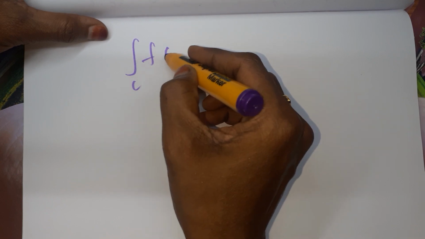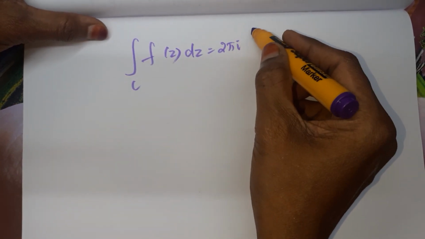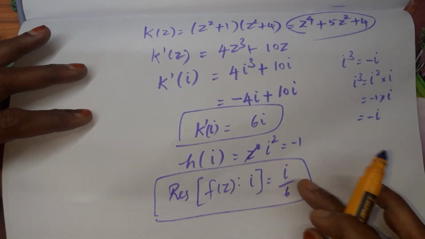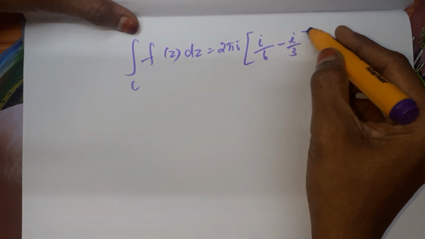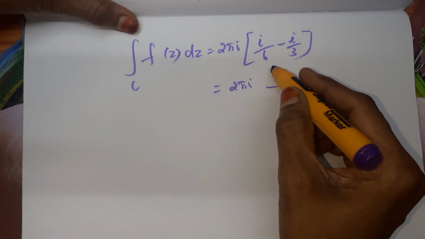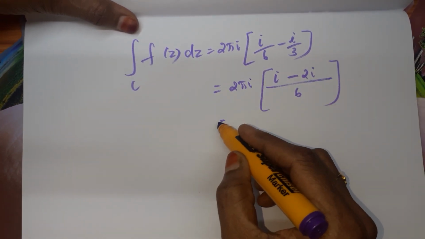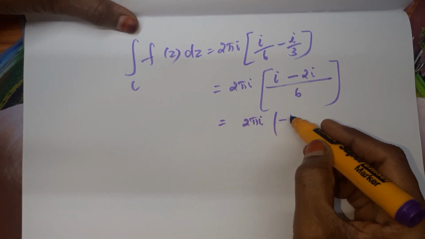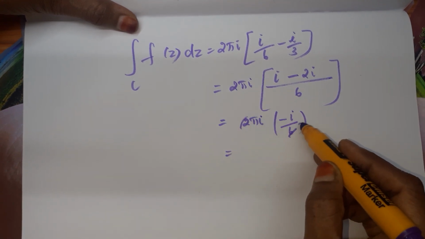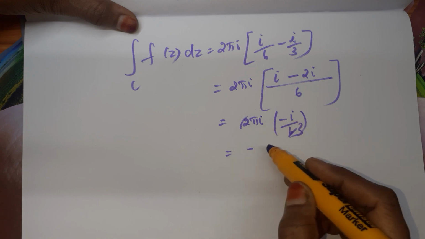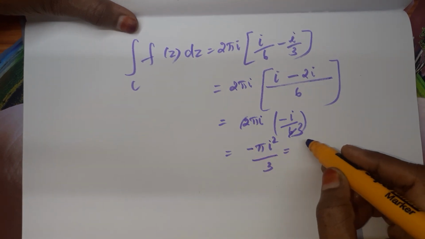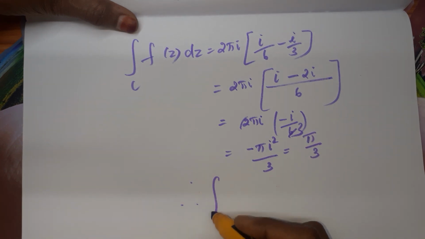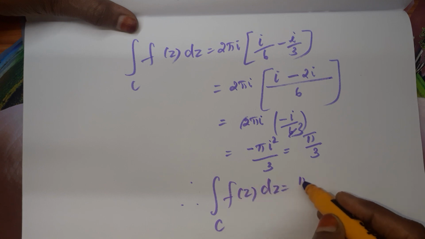Now, we are going to use Cauchy residue theorem for finding the integral. Integral over C f of z dz is equal to 2 pi i into the sum of the residues. What are the residues we calculated? First residue is i by 6 and the second one we got as minus i by 3. So which is equal to 2 pi i, taking the LCM 6, i minus 2i, which is equal to 2 pi i into minus i by 6, which is equal to, cancelling these two, the minus we can take to the front, pi i squared by 3. Minus, i squared is minus 1. Minus 1 into minus is plus, so pi by 3. Therefore, integral over C f of z dz is equal to pi by 3.